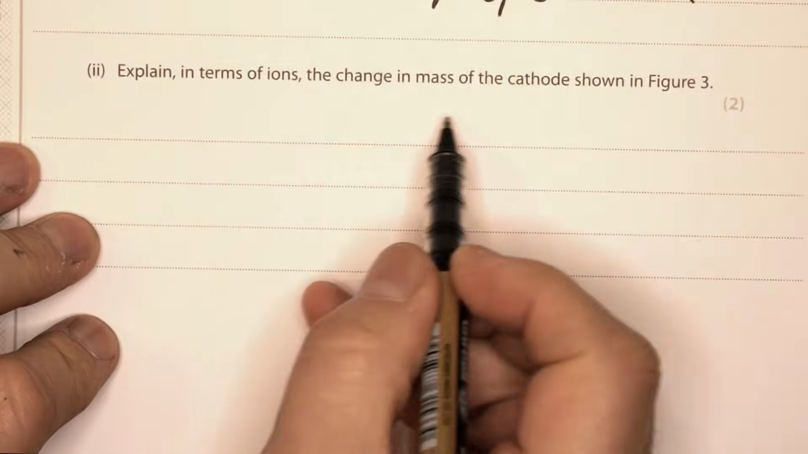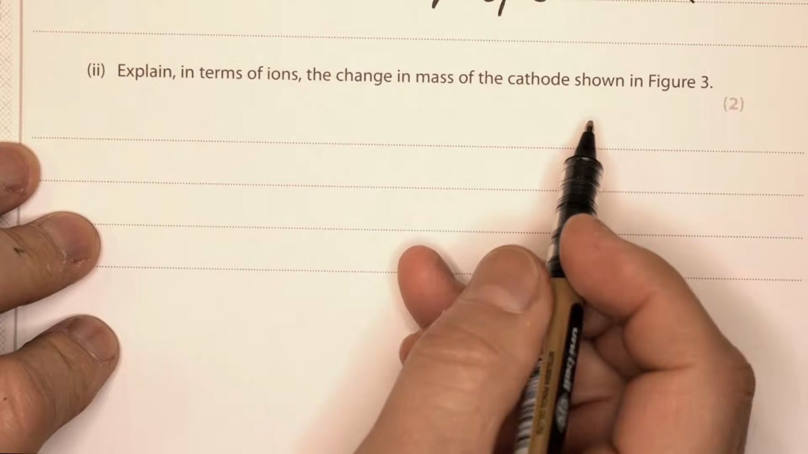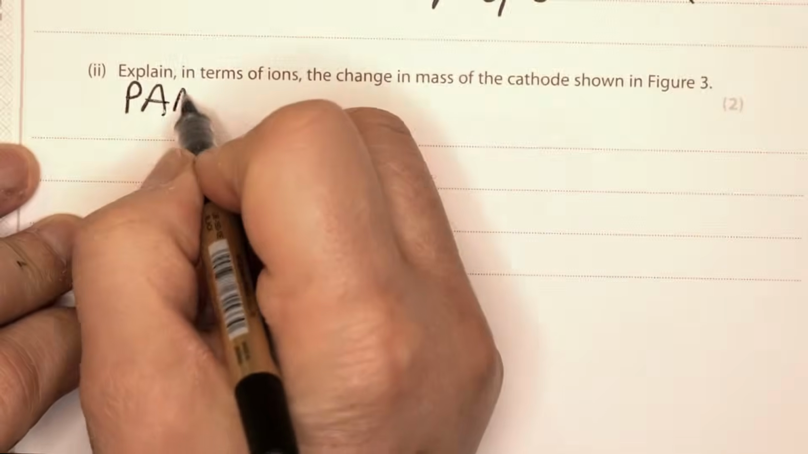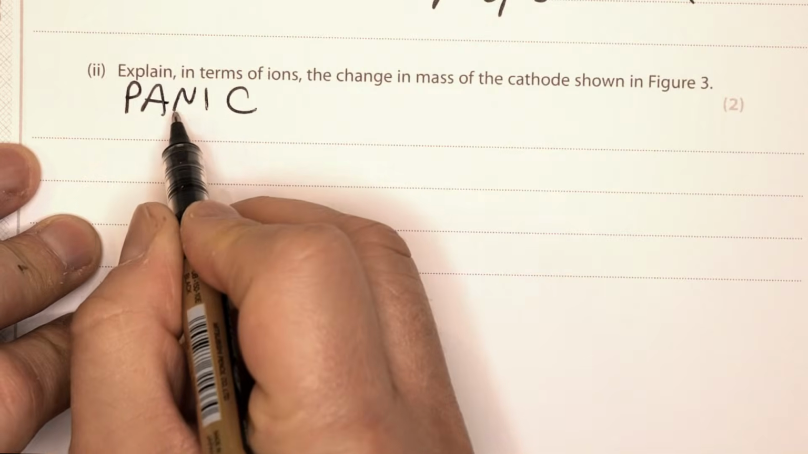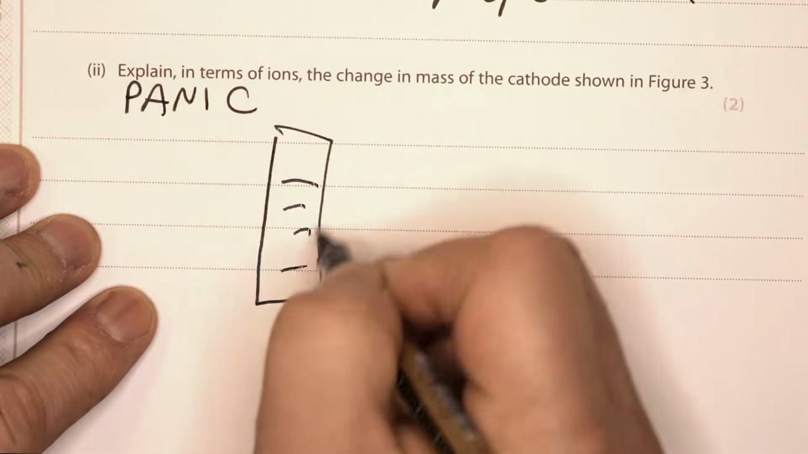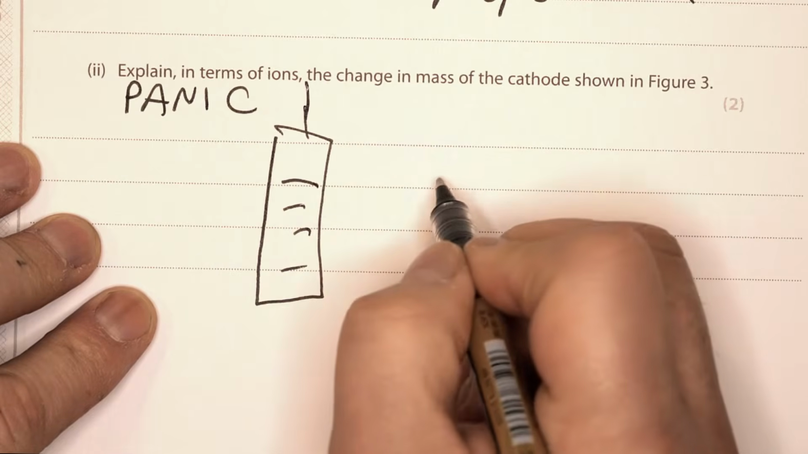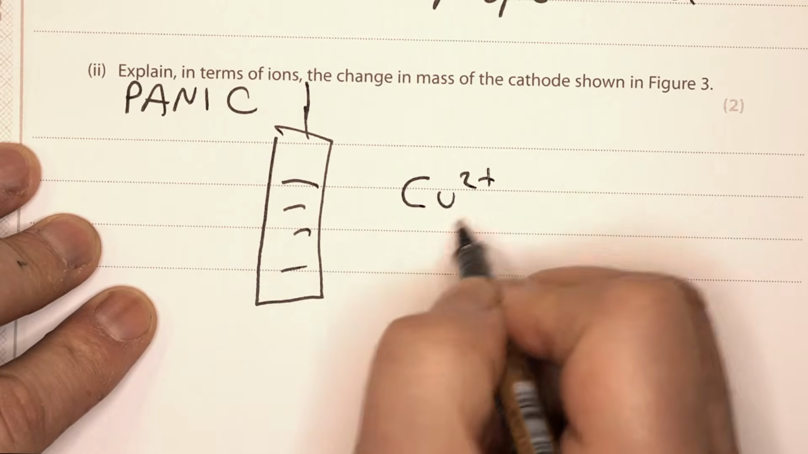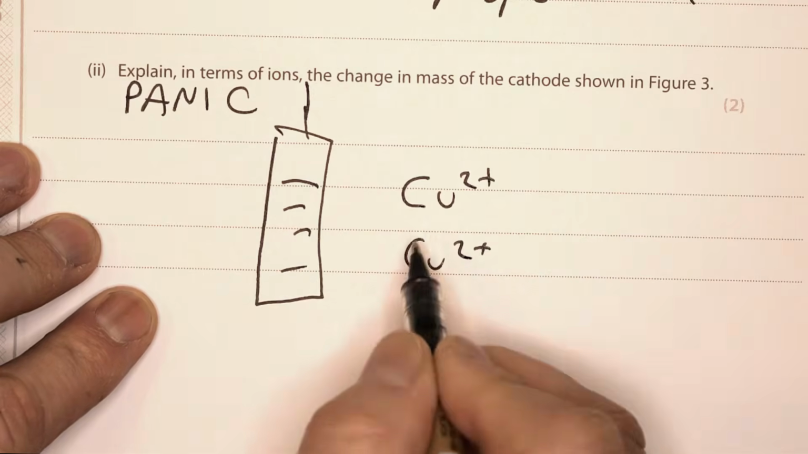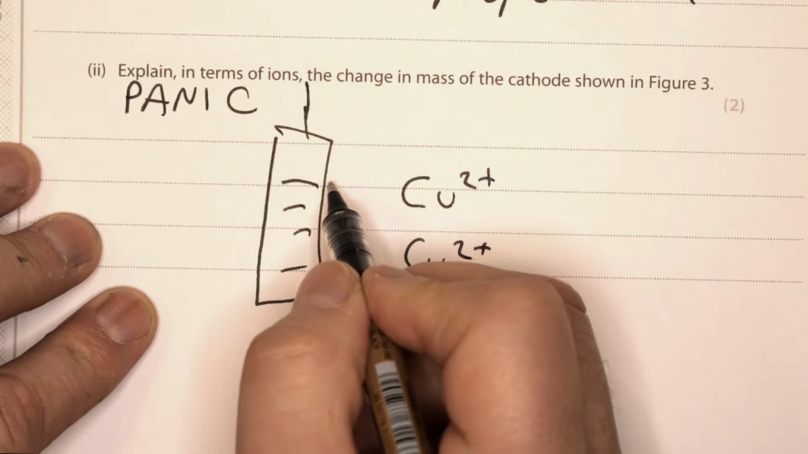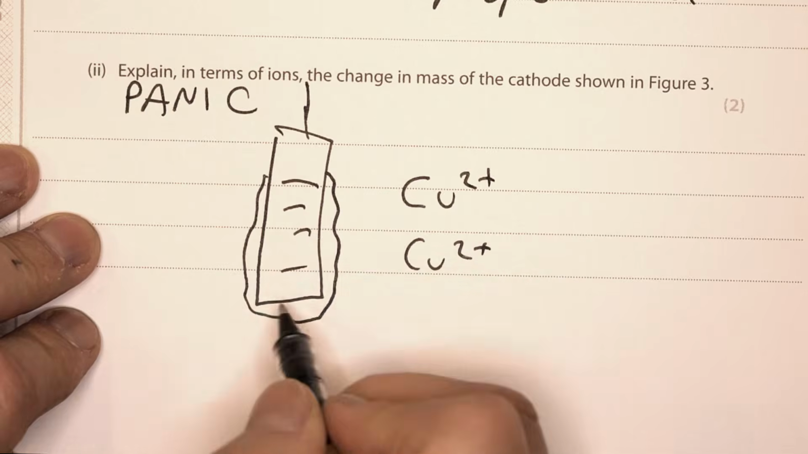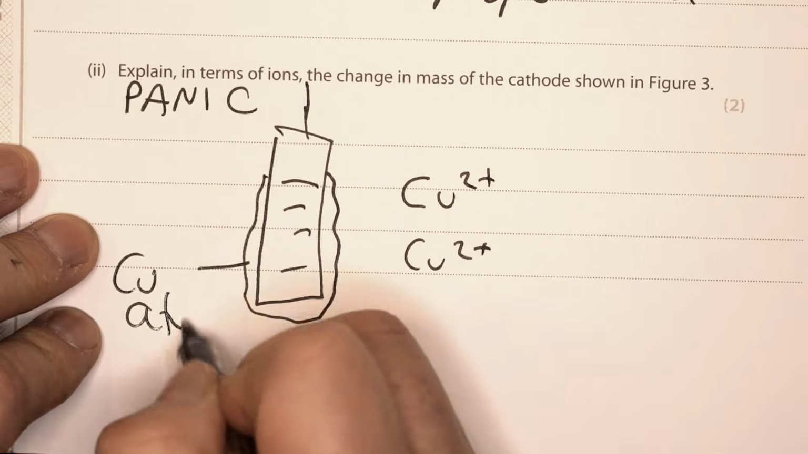Explain in terms of ions the change in mass of the cathode shown in figure 3. Well, we need to remember the cathode is negative. How do we remember that? We remember the word panic, which stands for positive anode, negative is cathode. So we've got the negative cathode here, and we've got some copper ions which are positive moving towards it. So what happens is the copper ions are attracted towards that because opposite charges attract, and there they will gain electrons and form copper. In other words, they changed into copper atoms.